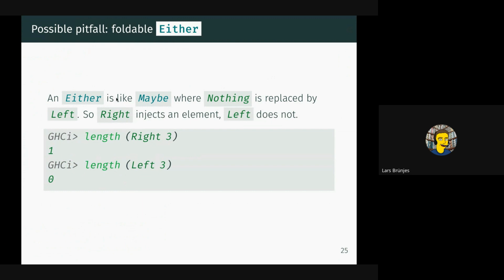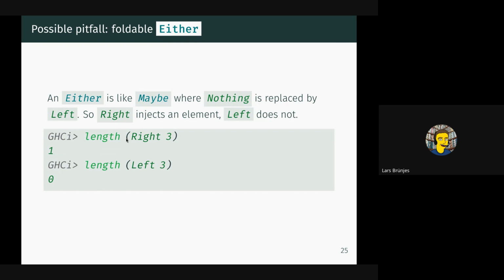Either is a bit like Maybe, so that's also an instance of Foldable. In Maybe we saw it's a list with 0 or 1 elements, or a container with 0 or 1 elements. Nothing corresponds to the empty container and Just to the non-empty container with 1 element. Either can be seen as a generalization of Maybe, where instead of Nothing, we have more information.